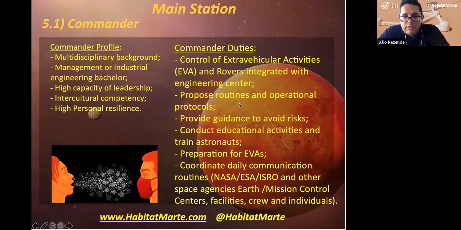Also propose routines and operational protocols. Also provide guidance to avoid the risks. Also conduct educational activities and train the astronauts in preparation for extravehicular activities. Also coordinate daily communication with the space agencies on Earth, like NASA, ESA, ISRO, and other public and private space agencies. Okay. Also, in the main station, the commander will be establishing communication with the other facilities, the crew, and some specific individuals.